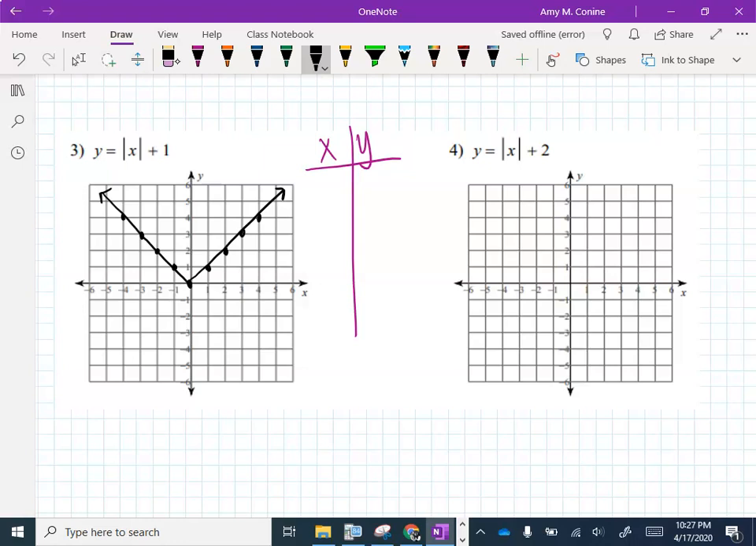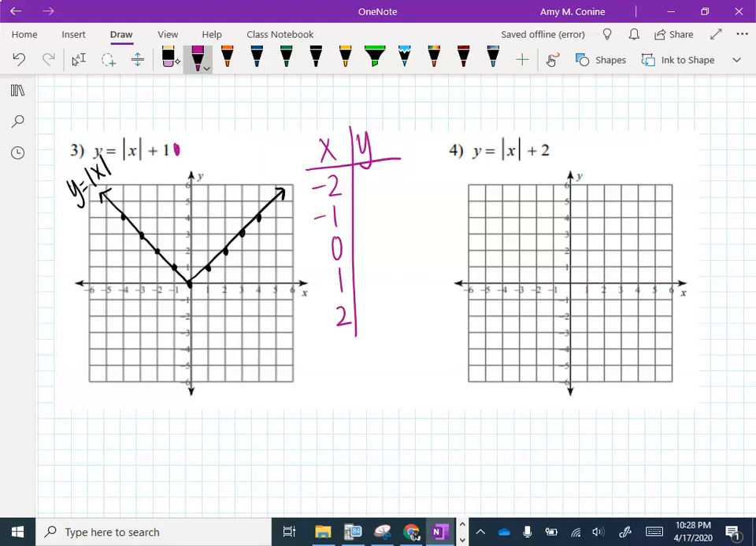Okay, so that's my parent function right there. I always label so I know which one. I'm going to do it in purple again. So again, I'm going to use my -2, -1, 1, and 2. You can use any points you want, but these are the smallest ones, so it makes it a little easier.